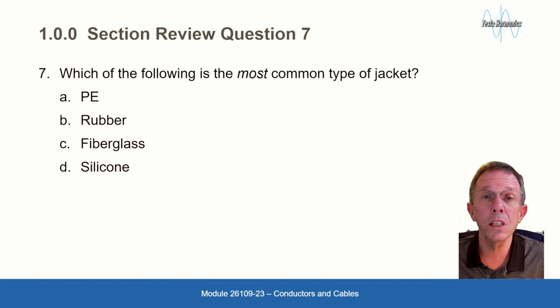Which of the following is the most common type of jacket? PE, rubber, fiberglass, or silicone? I think that would be A, PE.